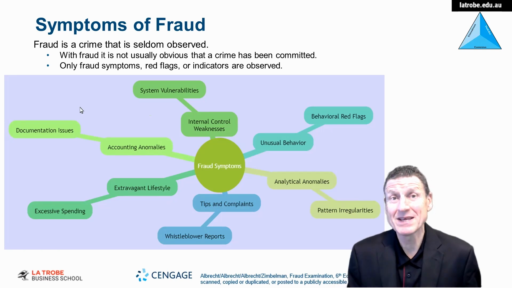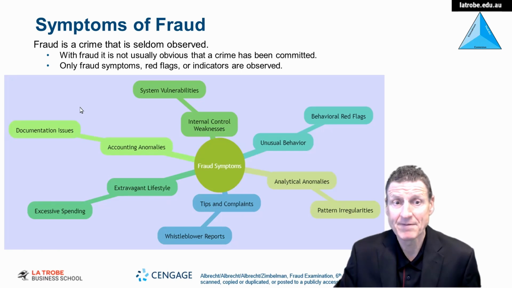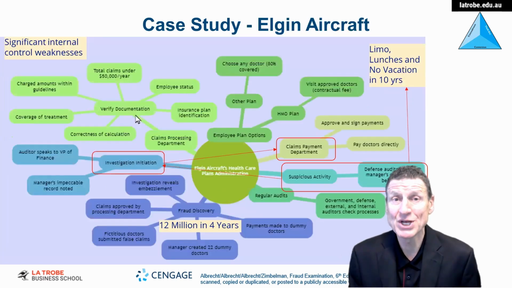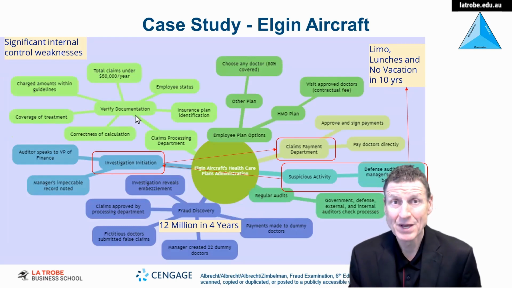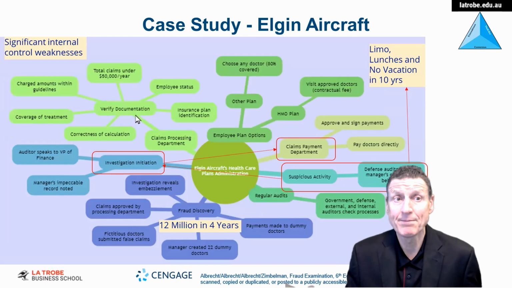Before we get into these 6 areas, let's have a look at the highlighted case in Chapter 5, and that is the case of Elgin Aircraft. What was interesting, the big symptom was the E, extravagant lifestyle, the unusual lifestyle of one of the employees. The employee was riding around in a limo and spending lunches on all of her employees.